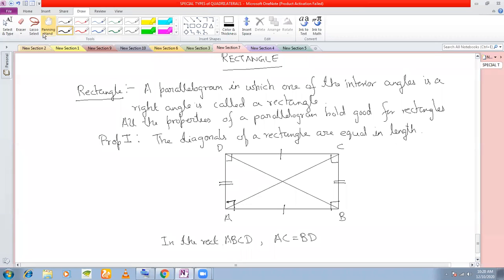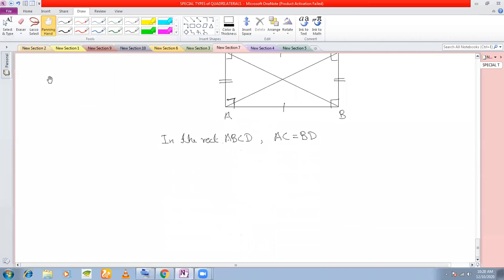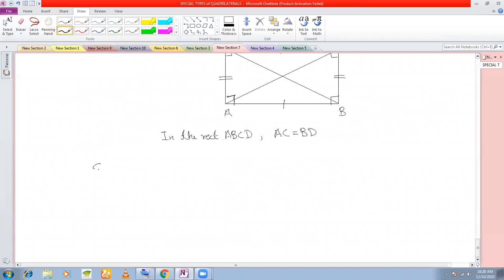Next we come to squares. Instead of solving any problem on rectangle, let us come to squares and then we'll go on to the problems. Write this first: Square. Now, the definition of a square.